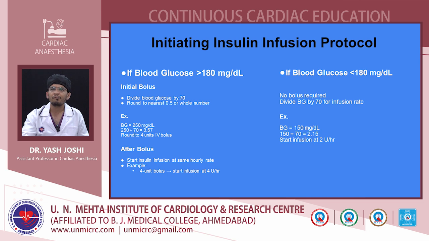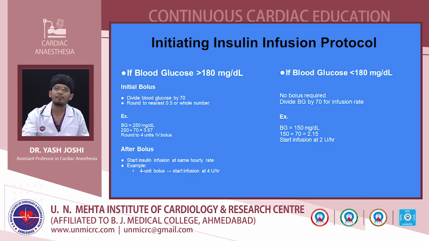There are many protocols. Many ICUs utilize the standard insulin infusion protocol to reduce variability and improve safety. In this protocol, if the blood glucose exceeds 180 mg per deciliter, an intravenous bolus is calculated by the current RBS divided by 70. For example, if the patient's blood glucose level is 250 mg per deciliter, dividing it by 70 gives the value of 3.6, which is rounded to 4 units.